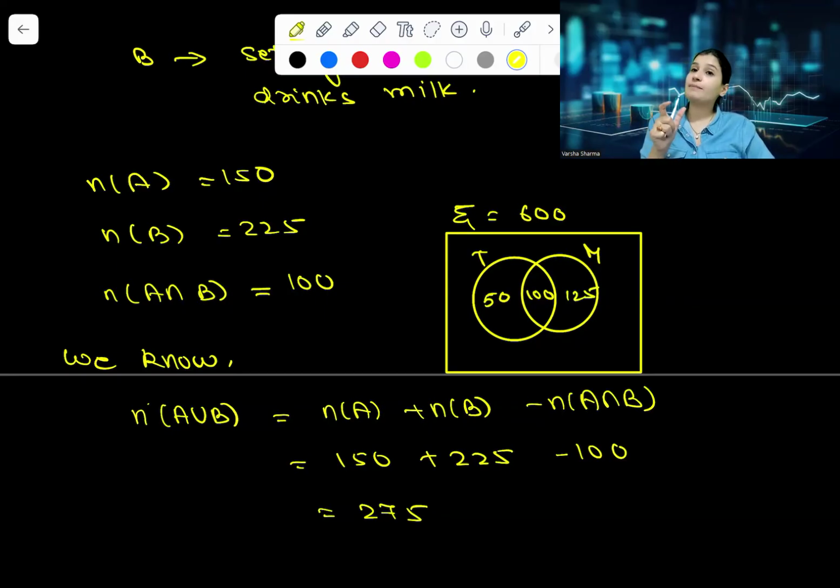Now these 275 people are drinking something, either milk or tea. There were a total of 600 people we asked the question. Out of that, only 275 people selected something or the other. So how many did not go for either one?